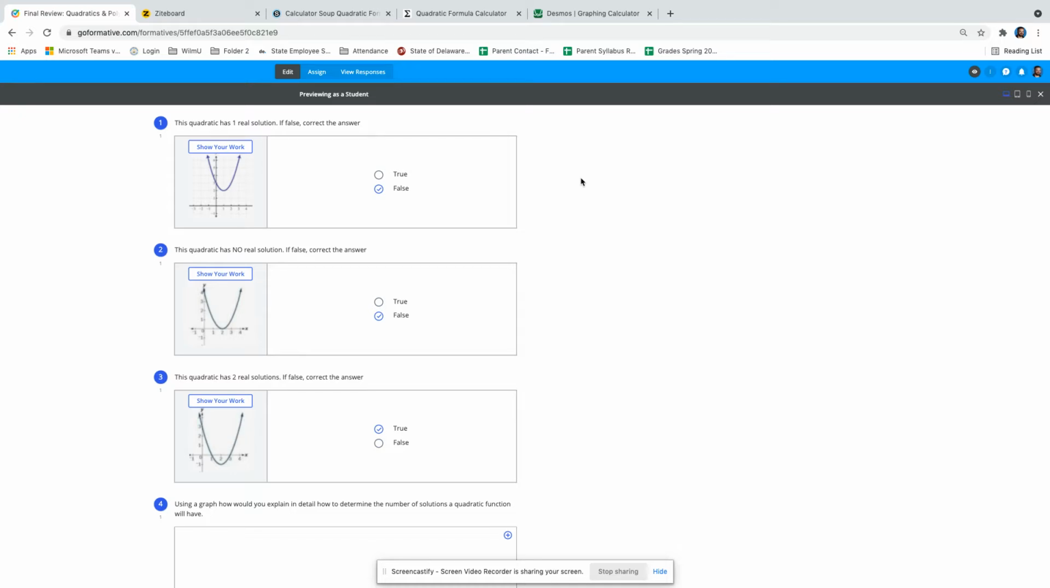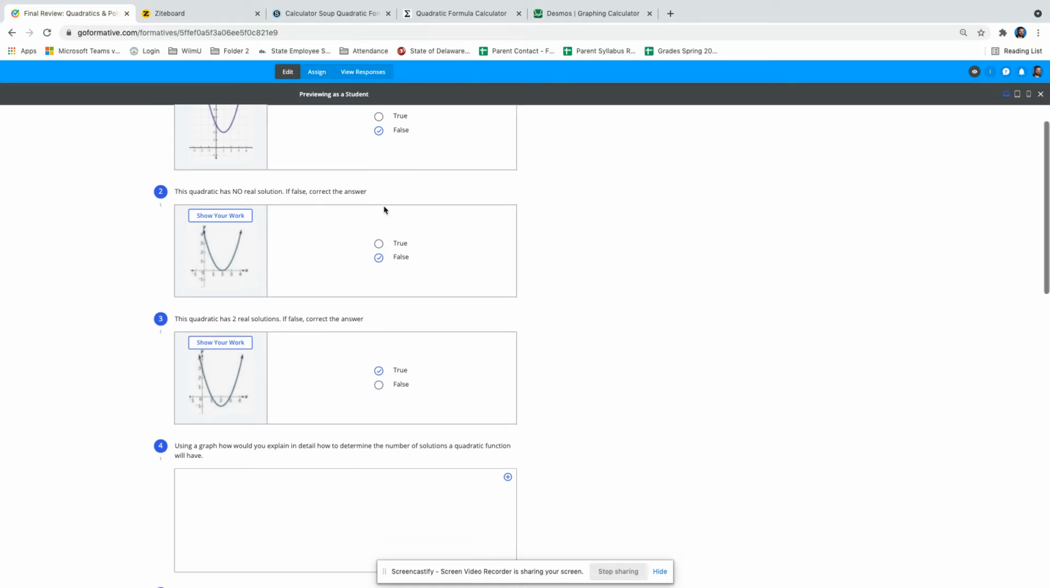So the first section is just about the number of solutions that a quadratic could have. So for that, all we're looking for is how many times we cross over the x-axis. So this one says the quadratic has one solution. Clearly false. We don't cross through the x-axis, so that's going to be not true.